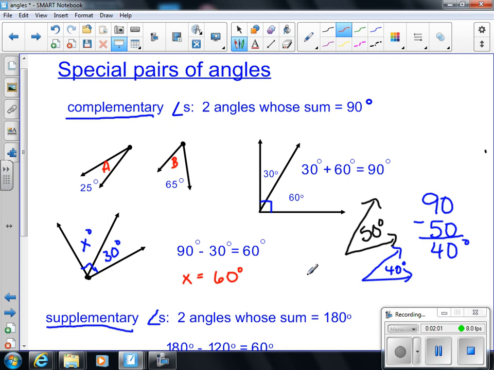Now, in some examples, they may ask, what is the complement of a 50-degree angle? Well, you know that if it's a complement, it's going to add up to be 90 degrees. So I will take 90 minus 50 to get 40 degrees. So I know that the complement of a 50-degree angle would be a 40-degree angle.